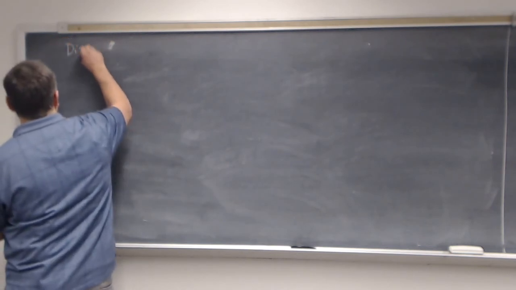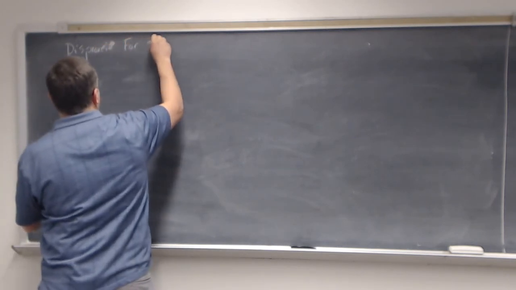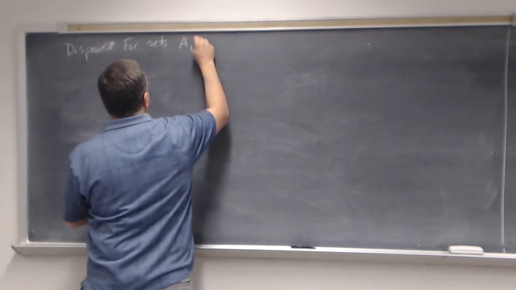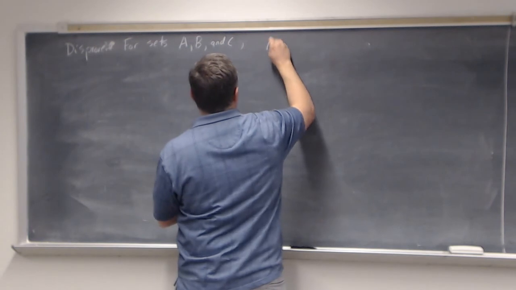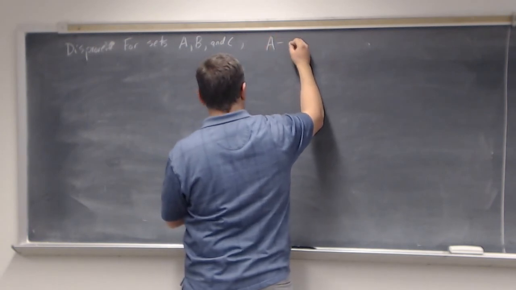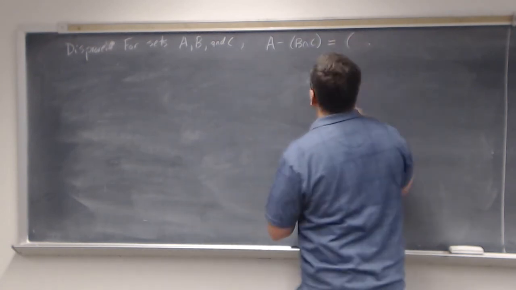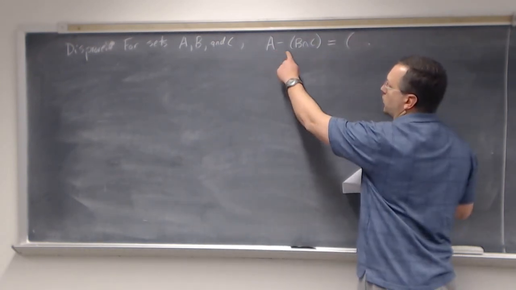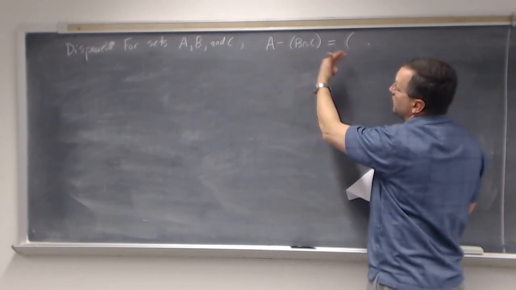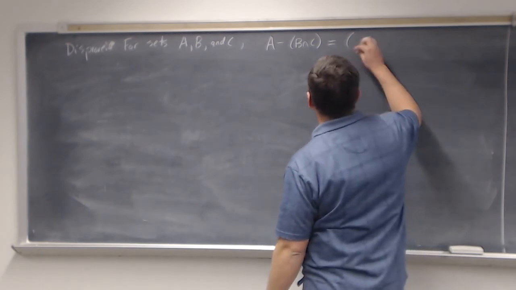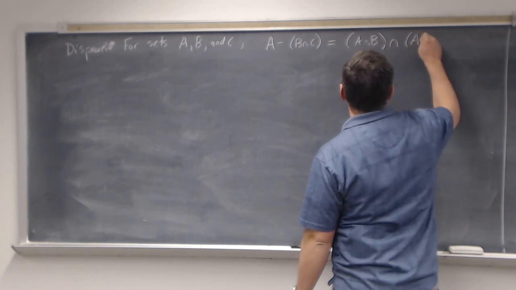Let's disprove the following statement. For sets A, B, and C, the difference of A and the set B intersect C equals, so you might think, like if this was a union, you could just use the distributive law. So you might think, well, maybe I can distribute this, and this is the difference of A and B intersect the difference of A and C.